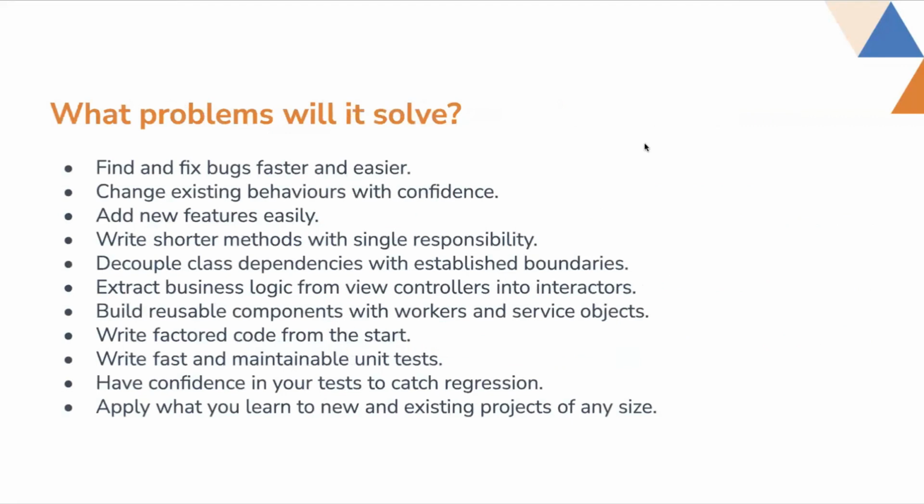The problems this will solve: with clean architecture, we're able to fix bugs faster and easier, change existing behavior with confidence, add new features easily, write shorter methods with single responsibility, decouple class dependencies and establish boundaries, extract business logic from view controllers into the interactor, build reusable components with workers and service objects, write refactored code right from the start, write fast and maintainable unit tests, have confidence in your tests to catch a regression, and apply what you have learned to a new or existing project of any size.